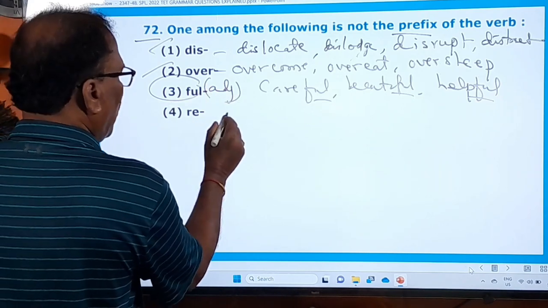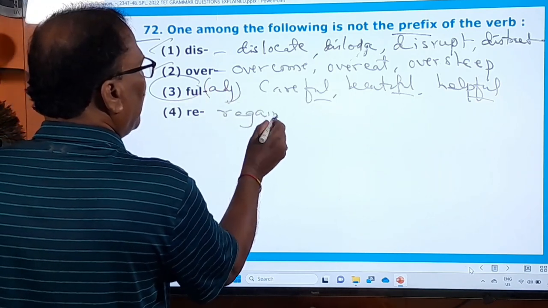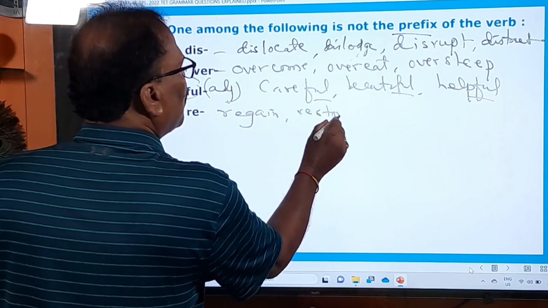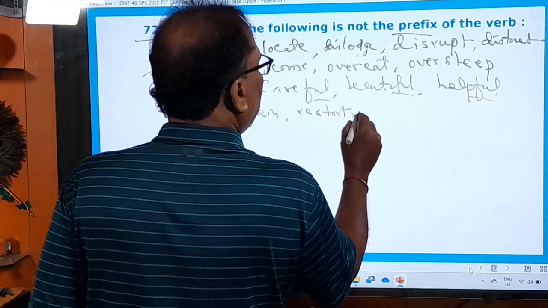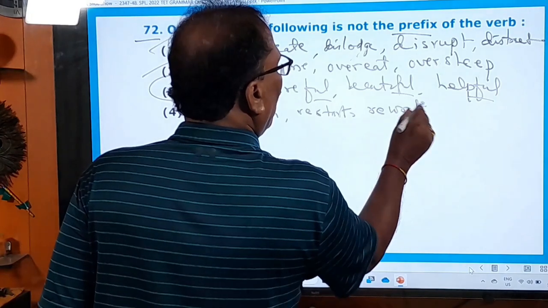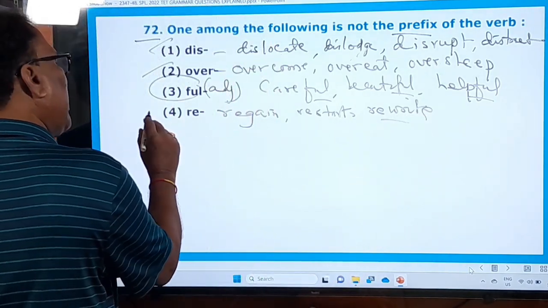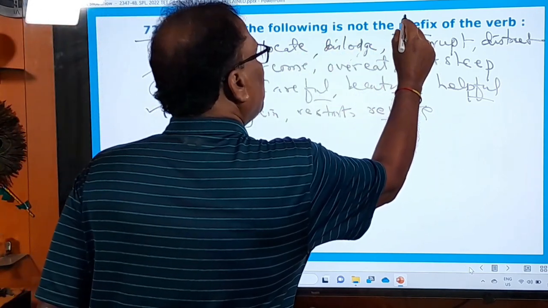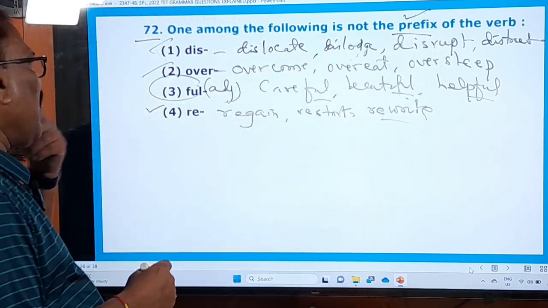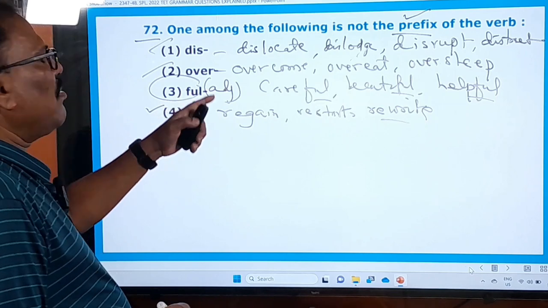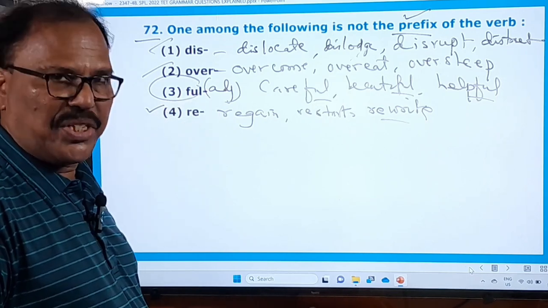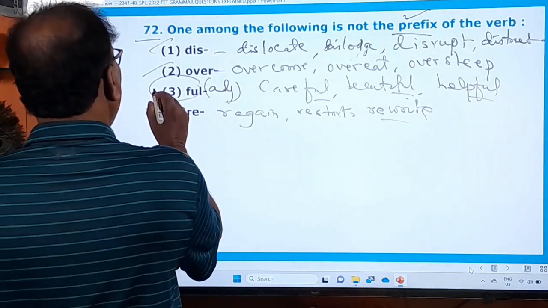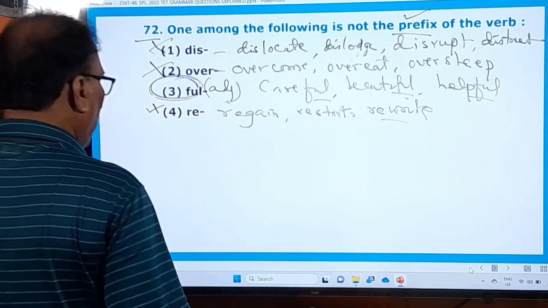Re is also there. Regain, restart, rewrite. All these things are there. So re, over, and dis are used as prefixes for a verb, but not full. Full is used to form an adjective. So therefore, this is your answer. And you go to the next question.